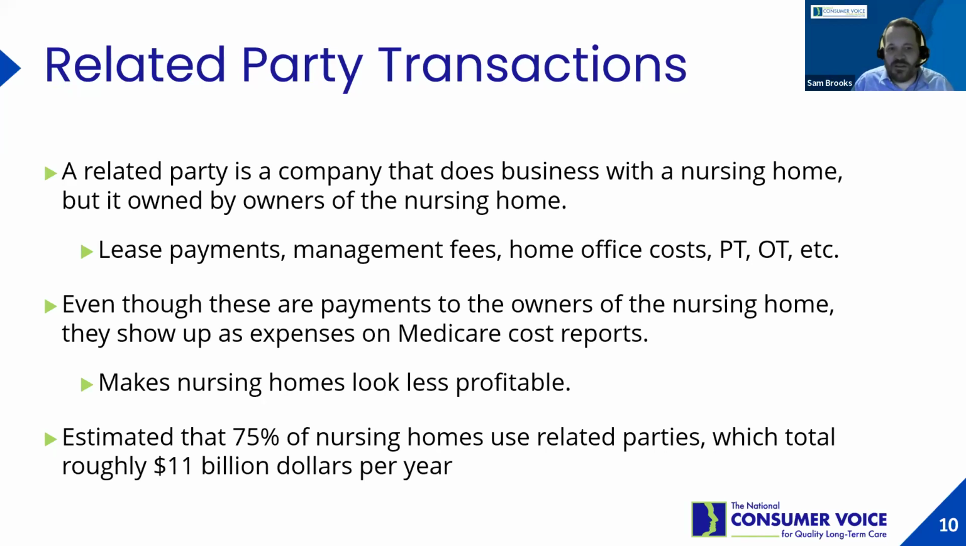So even though these are payments to the owners of the nursing home, they show up as expenses on Medicare cost reports. And that's what's critical about this: the more related party costs you have, the more overall costs you have, which drives down your profits. So you're able to go to your congressman and say, hey, look at my cost report. I don't have any money. My facility is losing $150,000 a year. But if you look at the related party transactions, millions oftentimes are going into those related parties. Where that goes, we have no idea.